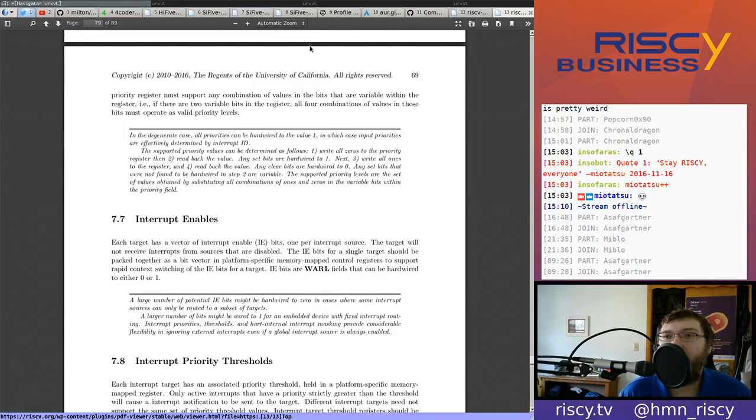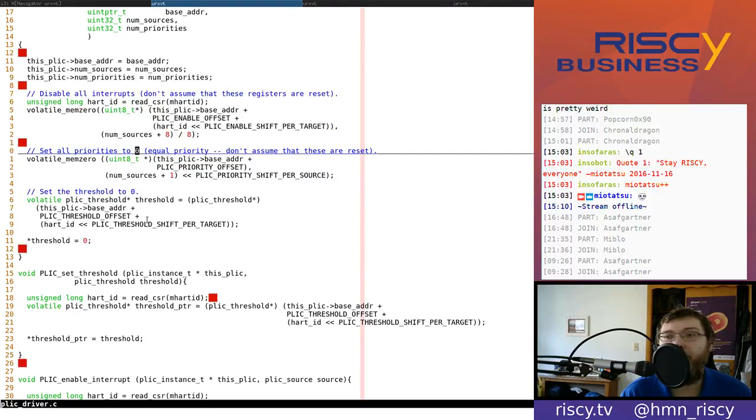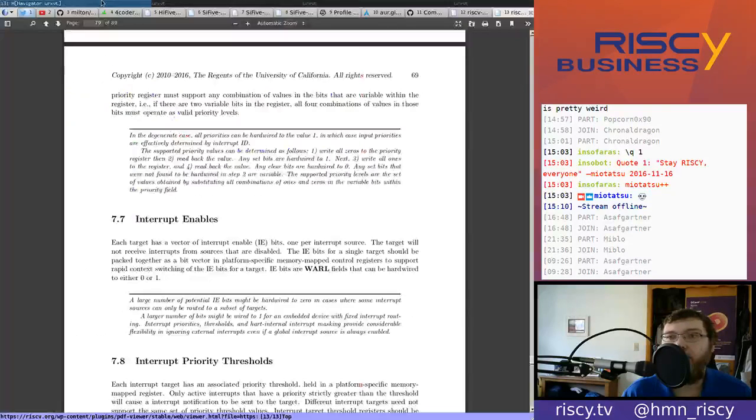Okay, that makes sense. So do we read it out to see which ones are set? It looks like we're just clearing it to 0. We don't care about seeing which ones are hardwired. But if we wanted to see which ones are hardwired, we could read back the value, and if there are any set bits, that means they're hardwired to 1. So that's a cool little thing to note.